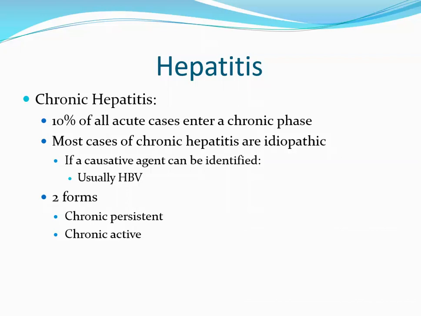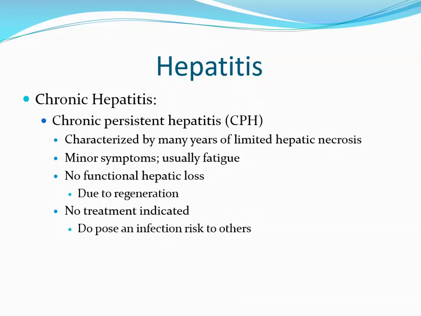Most cases of chronic hepatitis are idiopathic. If a causative agent can be identified, it is usually hepatitis B. There are two forms of chronic hepatitis: chronic persistent and chronic active. The chronic persistent form is characterized by many years of limited hepatic necrosis. You see only minor symptoms, usually fatigue. There is no functional hepatic loss due to the ability of the liver to regenerate. No treatment is indicated, but these patients do pose an infection risk to others.